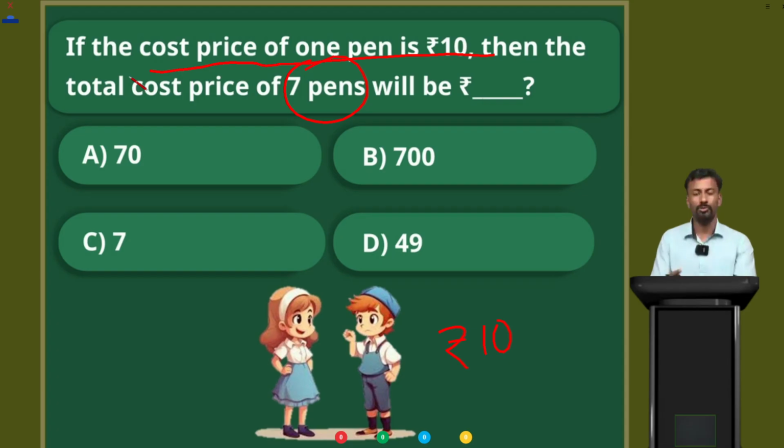We have 7 pens. So simply what? Multiplied by 7. So 7 multiplied by 10 is simply 70, then rupees. 70 rupees. So the answer will be option A, 70 rupees. Simple question. Okay, now next slide.